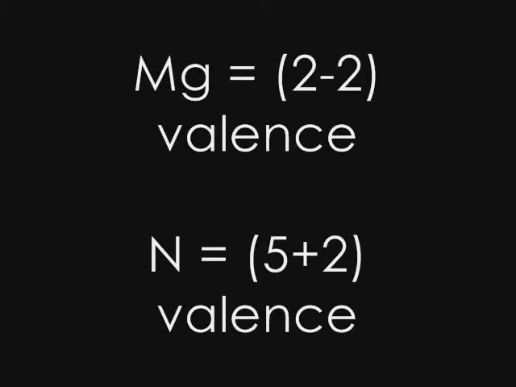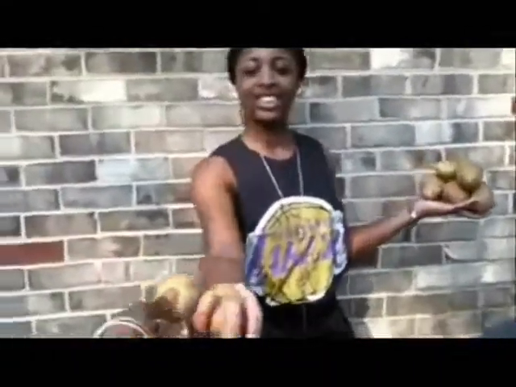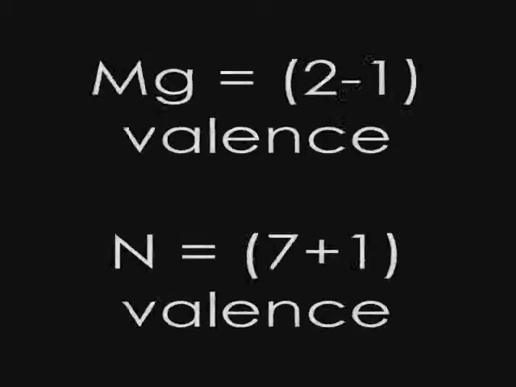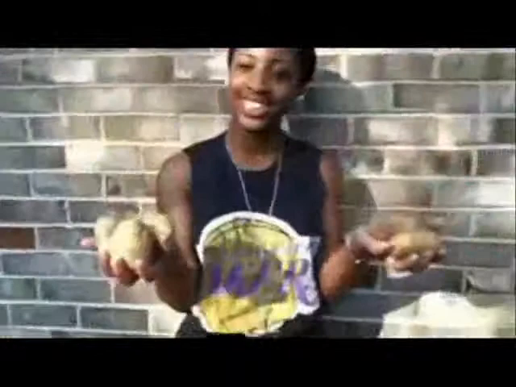Magnesium gives its 2 electrons to the nitrogen, stabilizing the magnesium, but nitrogen only has 7 electrons, so we get another magnesium and stabilize the nitrogen. So now is everybody happy? I'm afraid not. We still have an unstable magnesium, so we get another nitrogen.